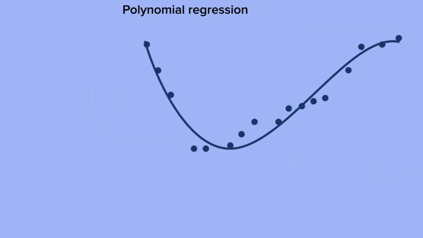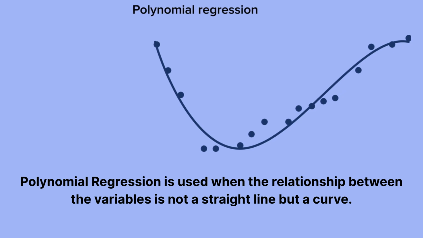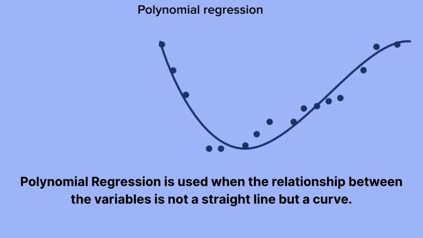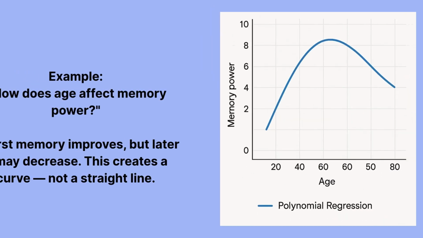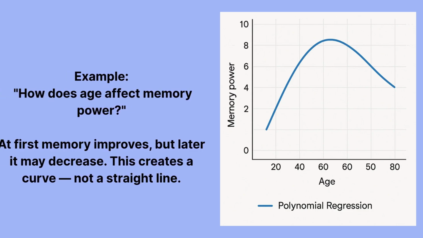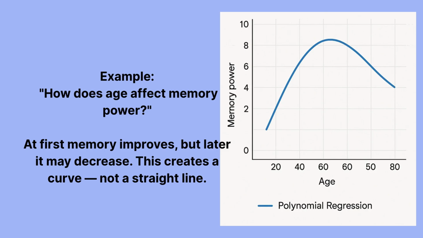Polynomial regression. Polynomial regression is used when the relationship between the variables is not a straight line but a curve. Example, how does age affect memory power? At first memory improves, but later it may decrease. This creates a curve, not a straight line.